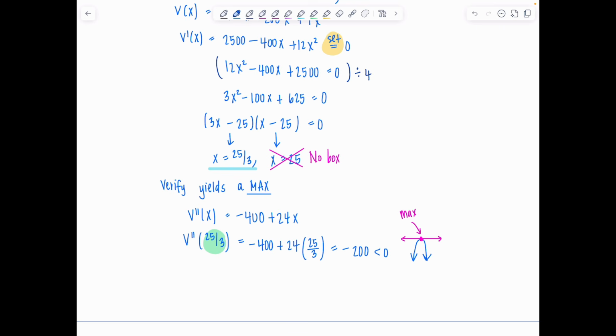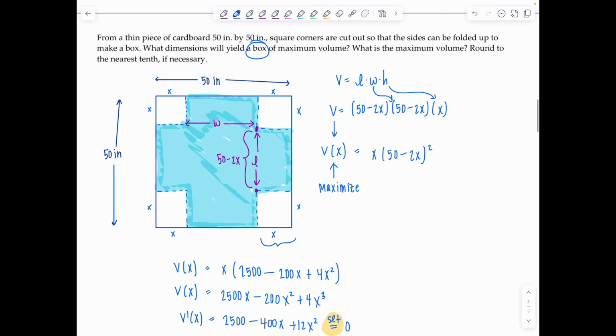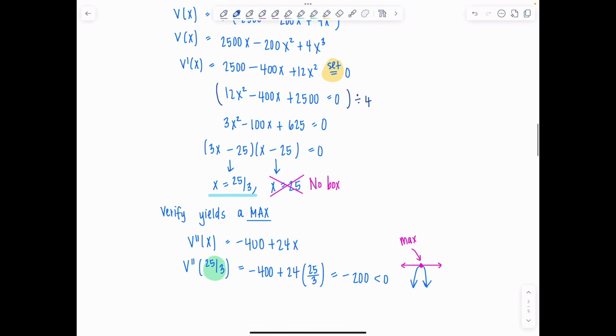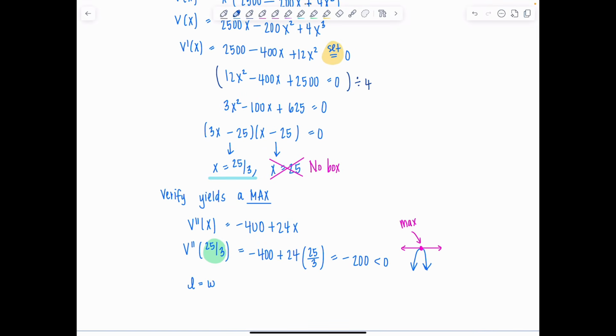Perfect. So from here, we can say, all right, we know 25 over 3 is a critical value that yields the max. And then let's make sure we go back and answer the question. They wanted the dimensions. So they want length, width, height that will maximize the volume. So we know since we got x was 25 over 3, that's the height. And then the length and the width are going to be 50 minus 2 times that. So that's fine. Let's just add that in there. So the length and the width are the same: 50 minus 2 times 25 over 3. So that's 50 minus 50 over 3, which is 150 minus 50 over 3, which is 100 over 3.